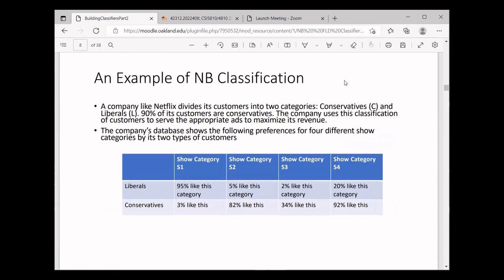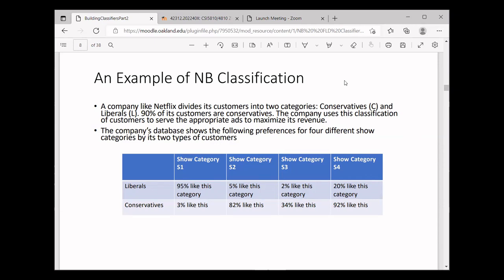So now let's look at an example of naive Bayesian classification, just to get a better understanding of what we're doing. Let's say there is a company like Netflix, and this company divides its customers into 2 categories. Either a customer has a conservative leaning or a customer has a liberal leaning. All right. So those are 2 political leanings or viewpoints. So it says, all right, this customer is conservative, this customer is liberal. And it turns out that 90% of its customers are conservative.